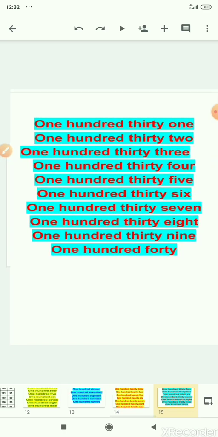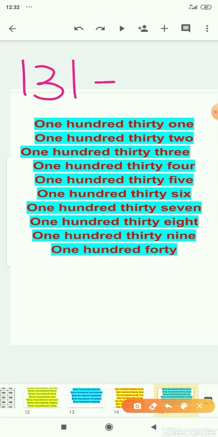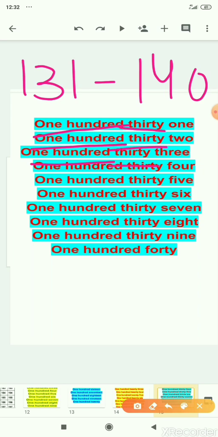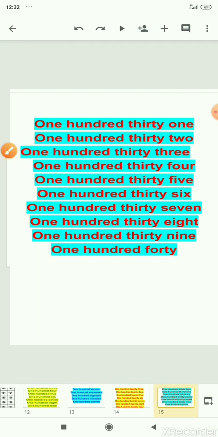After the 130 we have the numbers from 131 to 140. So the same 100 is common. Now in the place of 20 we have 30. Only the last number is interchanged according to the numbers. 134, 135, 136. So in this way we have written up to 140.